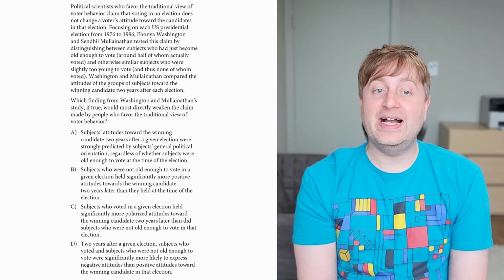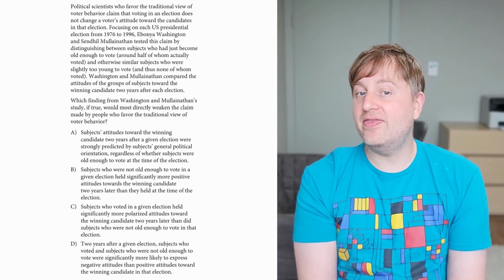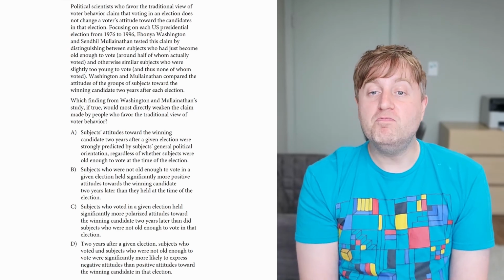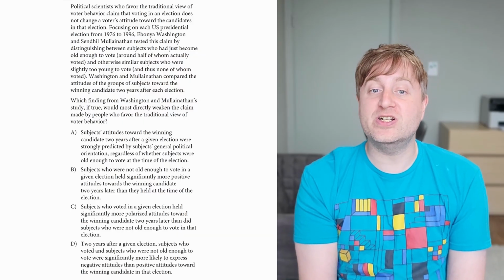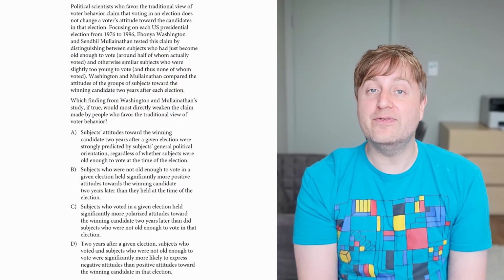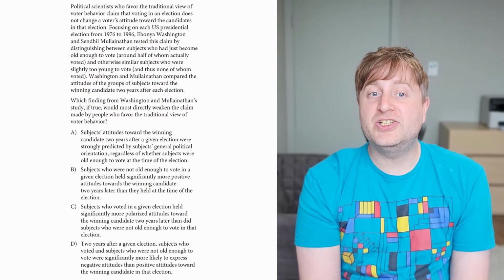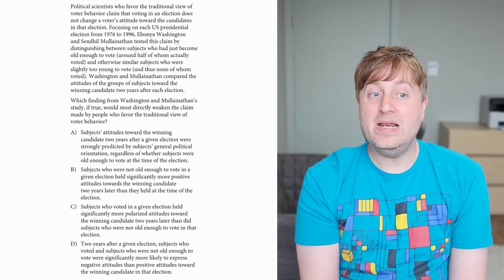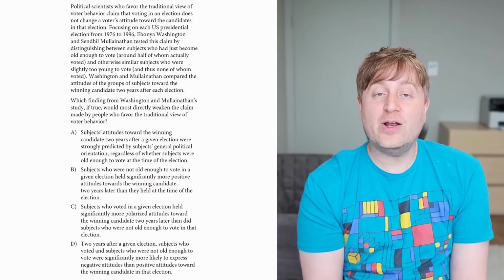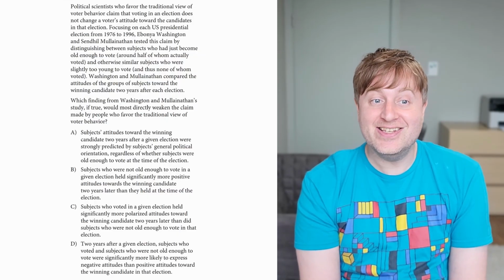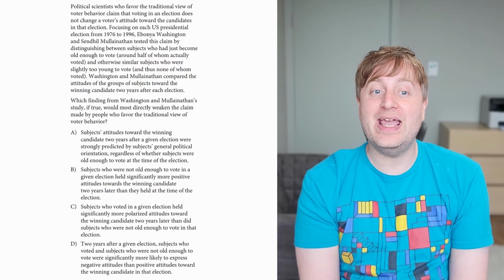As usual, let's start by reading the question. Which finding from Washington and Mulay-Nathan's study, if true, would most directly weaken the claim made by the people who favor the traditional view of voter behavior? Now, because I'm looking for information that would weaken the claim made by people who favor the traditional view of voter behavior, what I really need to know from the text is the traditional view of voter behavior.